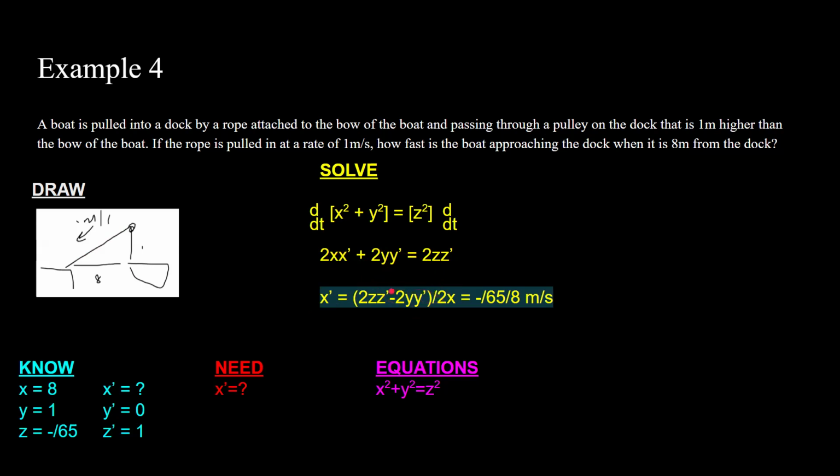I'm sorry that I'm skipping some algebraic steps, but that would make this video really long. I have so many videos if you are not familiar with how I'm doing this, but I'm just getting x prime by itself. I subtract that term on the other side, I divide by 2x. That ends up being square root of 65 divided by 8 meters per second. So that's the end of this last example on here.